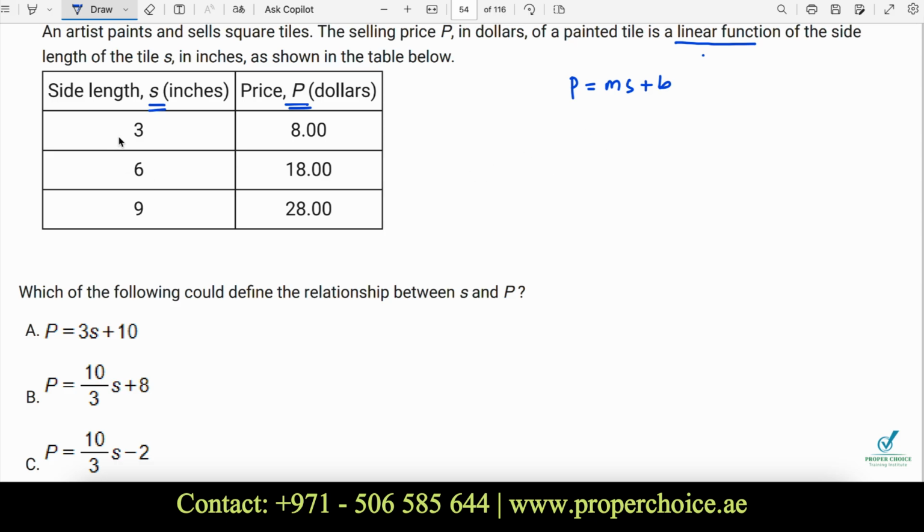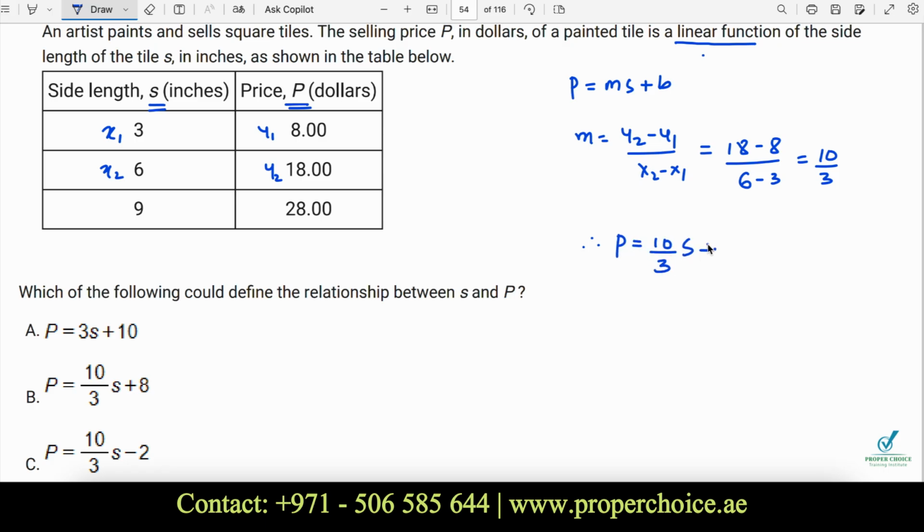We can write it as, if I am considering this as x1, y1, and this as x2, y2, then we find the slope as y2 minus y1 over x2 minus x1, which is 18 minus 8 over 6 minus 3. 18 minus 8 is 10 and 6 minus 3 is 3. So the slope is 10 by 3. So your equation becomes P equals 10 by 3 s plus b.